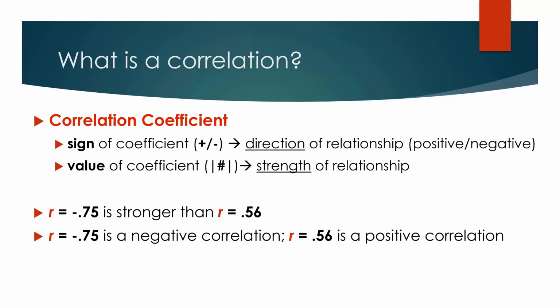The fact that negative 0.75 is negative is not referring to its strength, but its direction. It's a stronger correlation that's a negative relationship. 0.56 is kind of a moderate relationship. That's a positive relationship. So that's how you will interpret R scores, as we'll call them, how you interpret correlation coefficients.